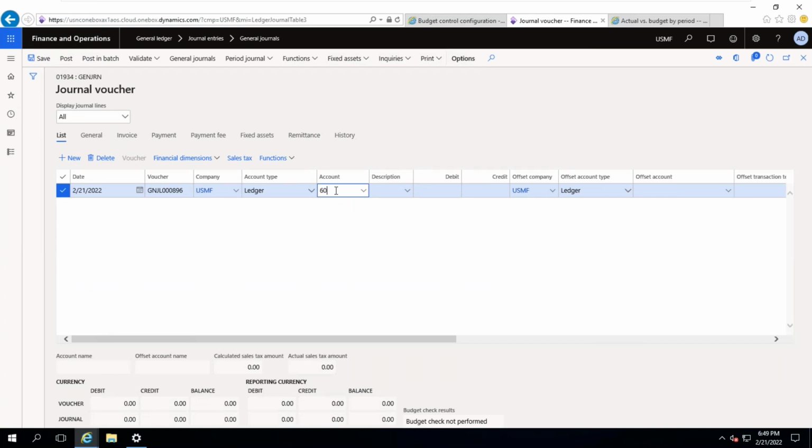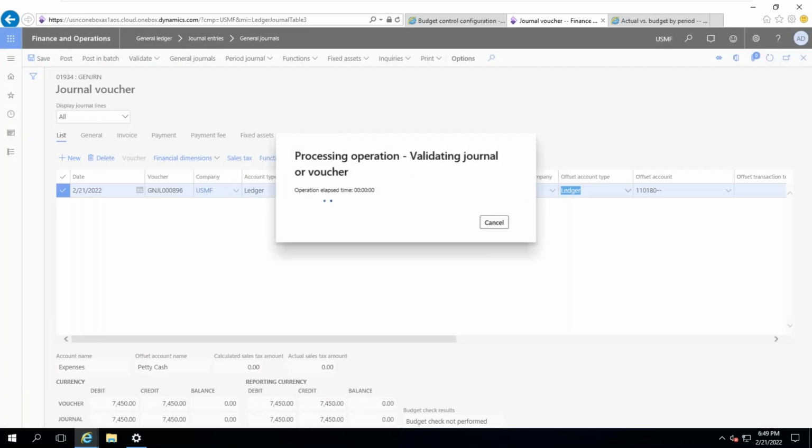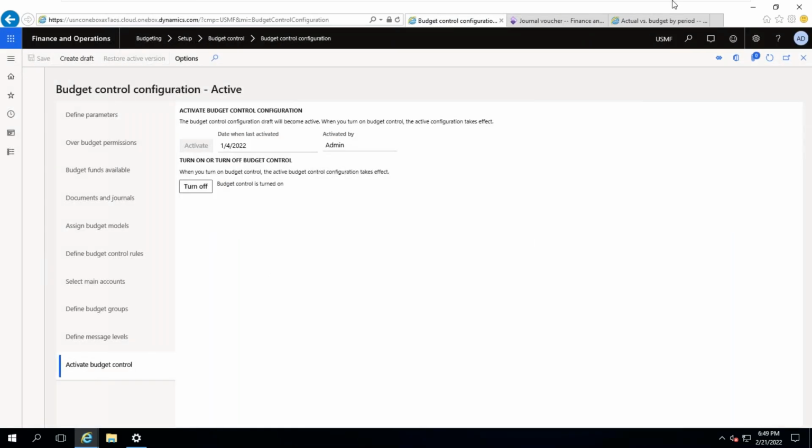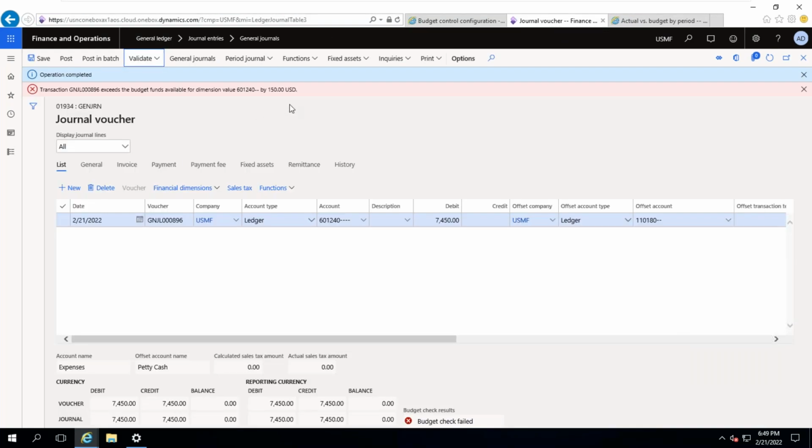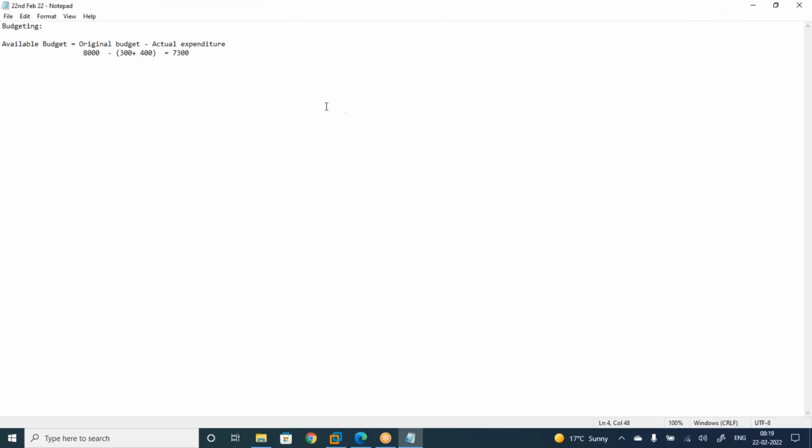suppose the same 601, 240, 7,450 I'm posting. Will it allow me? Does it allow? No. What is the error message? 150 budget exceeding. Exceeds $150. So the system is calculating the original budget entry minus actual expenditure. Agree? It is calculating.